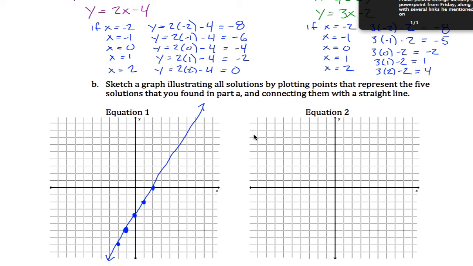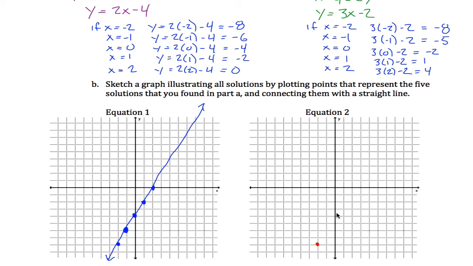So equation 2, kind of same idea. Maybe I'll use a different color. When x equals negative 2, my y is supposed to be negative 8. So here's negative 2, 1, 2, 3, 4, 5, 6, 7, 8. Make a point right there. And when x equals negative 1, y equals negative 5. 1, 2, 3, 4, 5. Right there. Yeah, that looks right. And then if x equals 0, my y is negative 2. If x equals 1, my y is 1. And if x equals 2, my y is 4. 1, 2, 3, 4. Something like that.